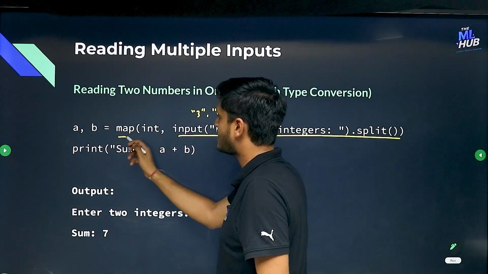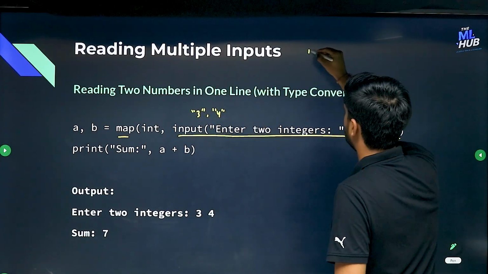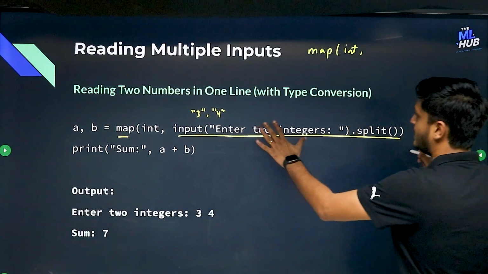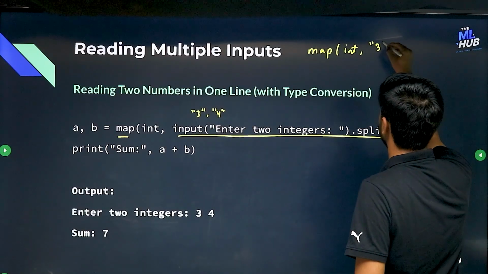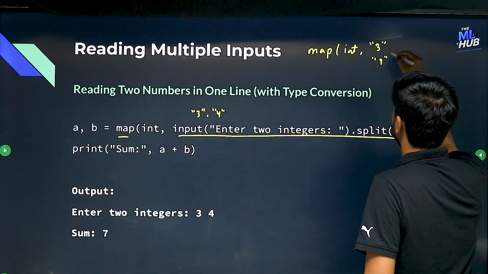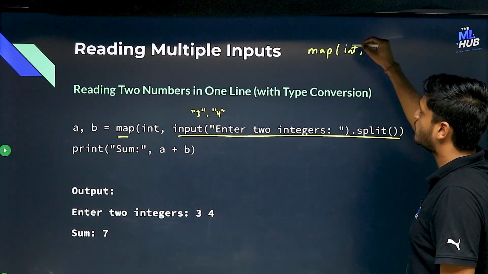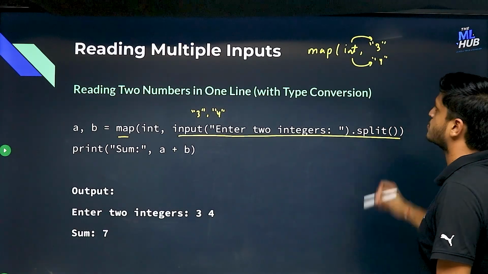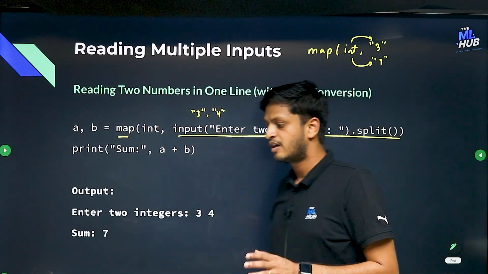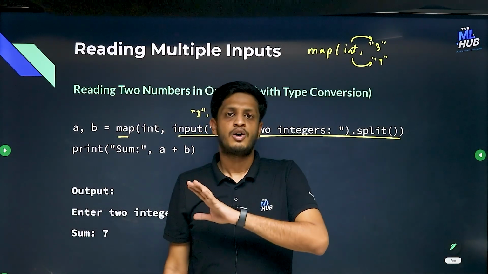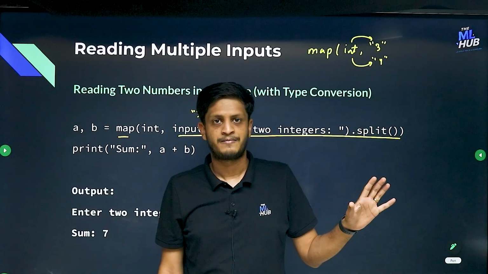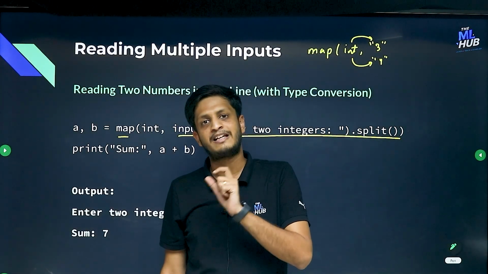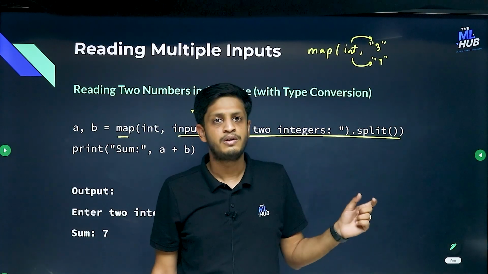But when I pass it inside the map function, what I'm doing is I'm saying map, then int, and then I have basically this entire input getting converted into two strings 3 and 4, right? So the map function will apply this particular data type to this string also and this string also. So map function can be used if you want to apply the same data type conversion on a series of data or lots of data. So the split function will first convert them to a series of strings. Then I'm applying the map function and converting all of them into integers.